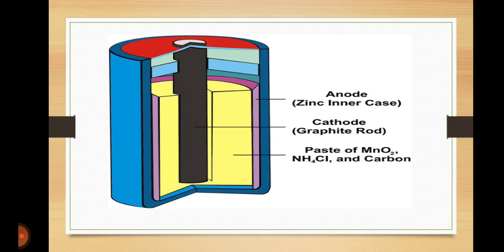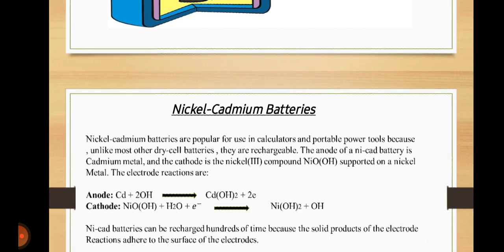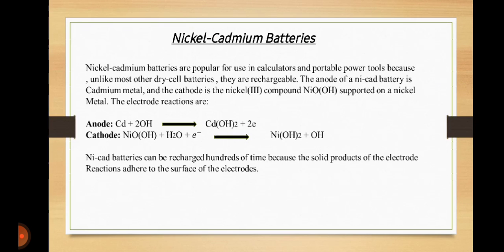This is a picture showing a dry cell. Now coming towards nickel cadmium batteries. Nickel cadmium batteries are popular for use in calculators and portable power tools because, unlike most other dry cell batteries, they are rechargeable. The anode of a nickel cadmium battery is cadmium metal and the cathode is a nickel(III) compound supported on a nickel metal. The electrode reactions are: at the anode, cadmium is oxidized, and at the cathode, the nickel compound is reduced.